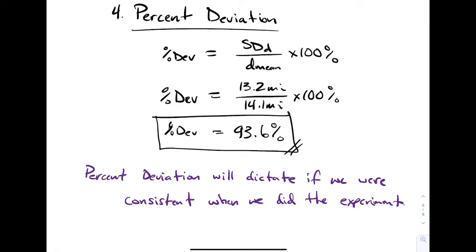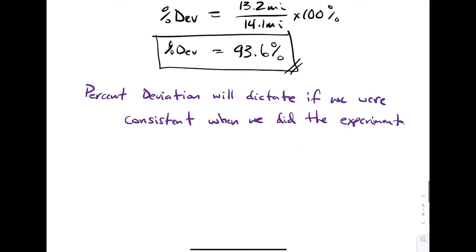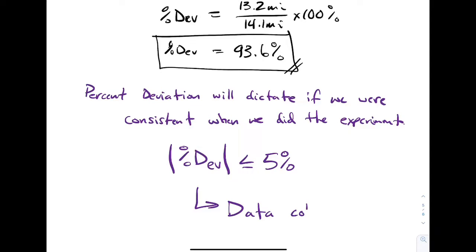So percent deviation will dictate if we were consistent. Maybe I could have said illustrate, but anyway, the condition, percent deviation, should be less than or equal to 5%. And if that's the case, then we can say that the experiment or the data was collected with consistency. And it's funny, consistent doesn't have an A in it. So keep your eye out for that.